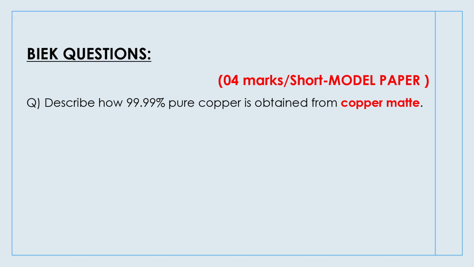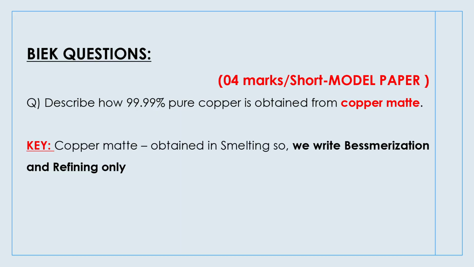Here you can see the hint that they have asked you for the extraction from the copper matte. That copper matte is the key. That copper matte is obtained in smelting, so you do not have to write from the first step, you will write after the production of copper matte. That is, you only have to write the Bessemerization and refining along with its labelled diagram.